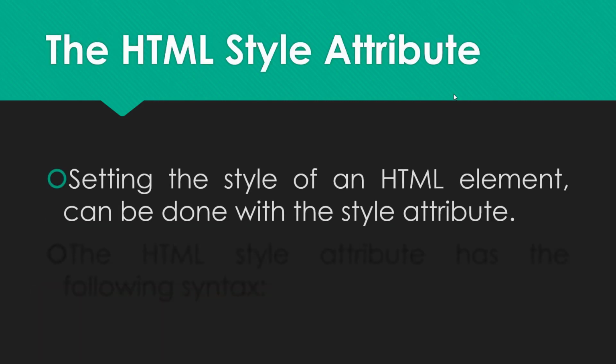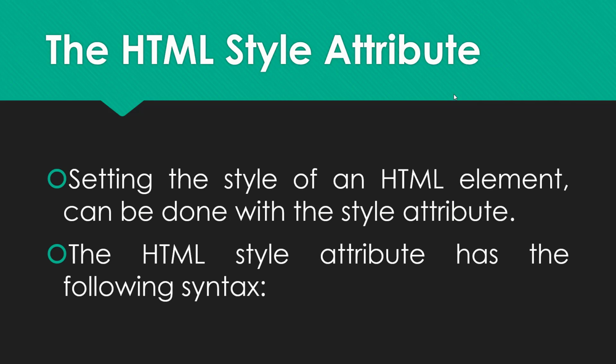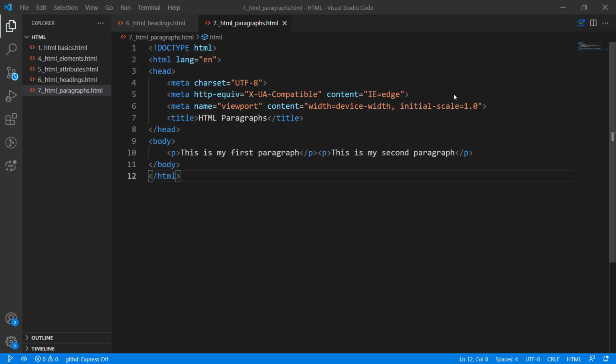Setting the style of an HTML element can be done with a style attribute. The HTML style attribute has a syntax, and that syntax is what we're going to look into in our example. So in simple terms, HTML style will help us modify the way our HTML elements appear in the browser. So let's go and see how we can implement that.